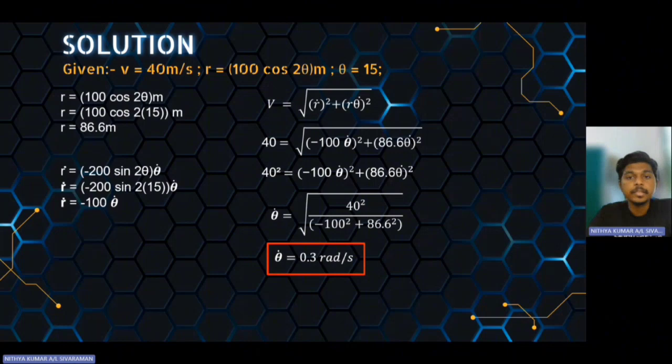From the velocity formula, we know that we want to use r dot. So after we find r and r dot, we substitute theta equal to 15 degrees. After we get the r and r dot answers, we substitute into the formula v equal to square root of r dot squared plus r theta dot squared. So we know v is equal to 40. After we do the calculation, we get the final answer theta dot equal to 0.3 rad per second.